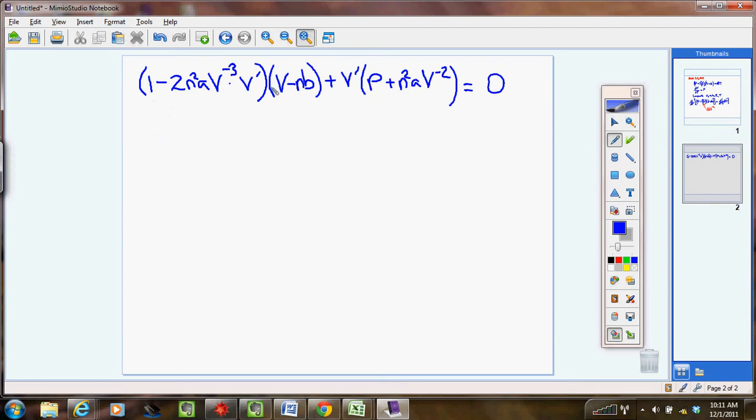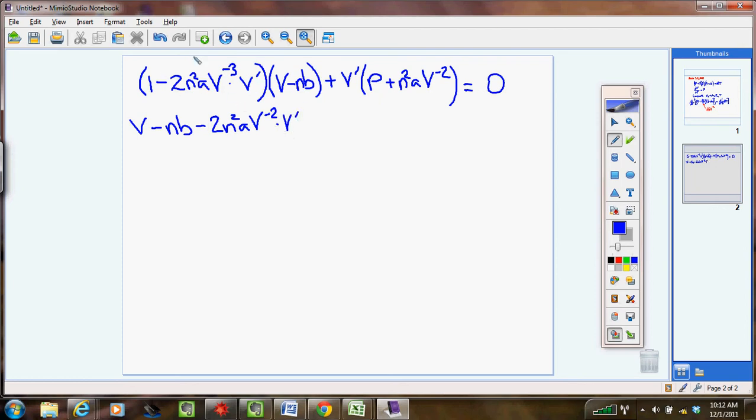So I'm going to FOIL this out. In other words, I'm going to distribute this difference here to this difference over here. I'm going to distribute that 1. 1 times v is v. 1 times nb is nb, so v minus nb. Then I got to distribute all of this to this, and I got to be careful. Most of this stuff is going to stay the same, but I'm multiplying by v, and since I have a factor of v here to the power of negative 3, I'm going to add their exponents and get a factor of v to the power of negative 2. So I have a minus 2n squared a times v to the power of negative 2, and don't forget your v prime.